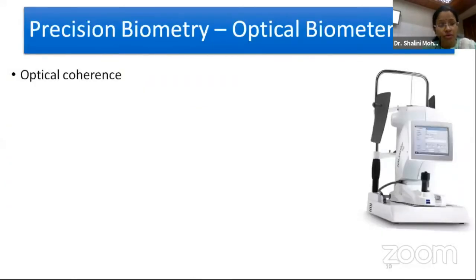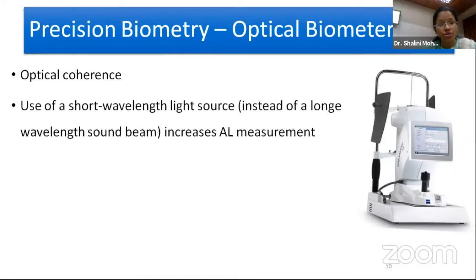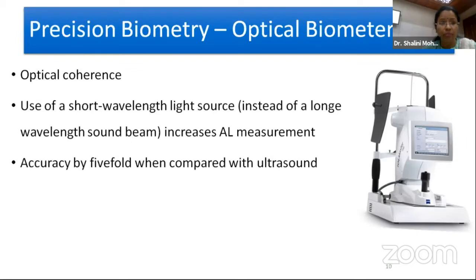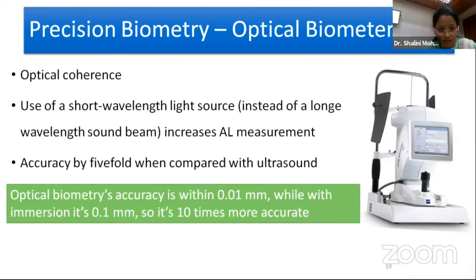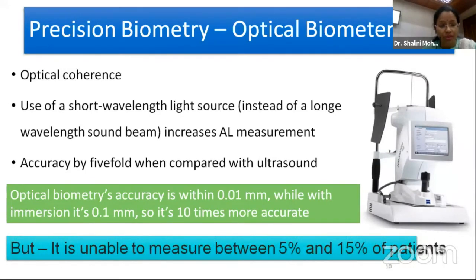But if we want to have precision in biometry, the optical biometer is the answer. It uses a short wavelength light source, as we know, and it increases the accuracy by 5-fold when compared to ultrasound. Moreover, it has been seen that optical biometer accuracy is at the level of 0.01 millimeter in comparison to immersion, which is 0.1. Still, we have so many patients in which optical biometer is not possible. And then immersion is the answer in such patients.